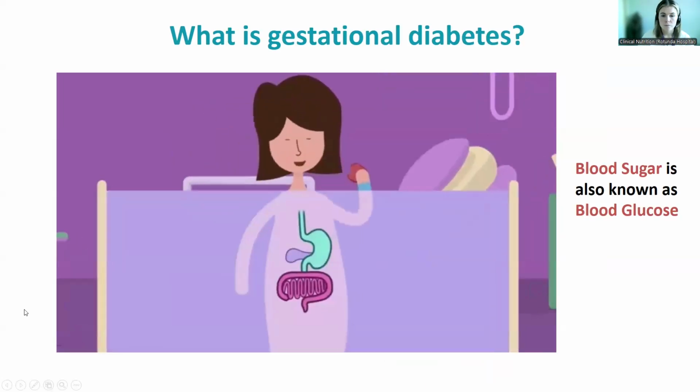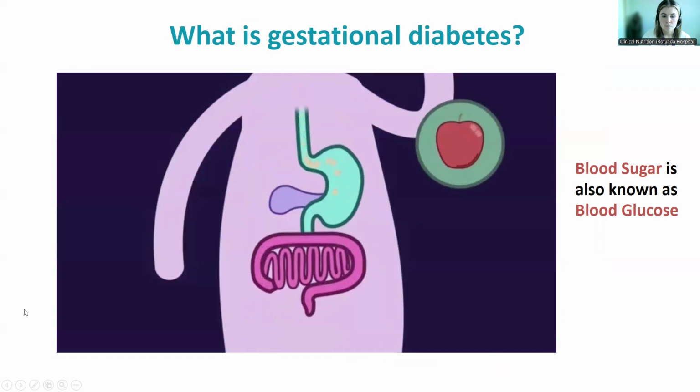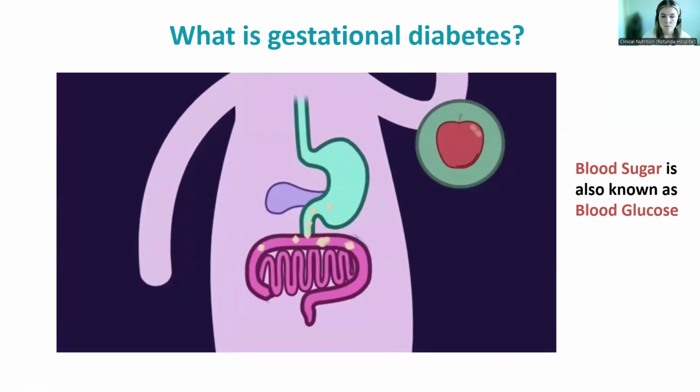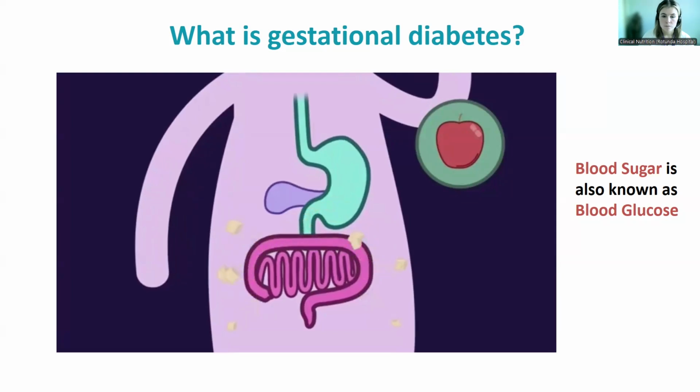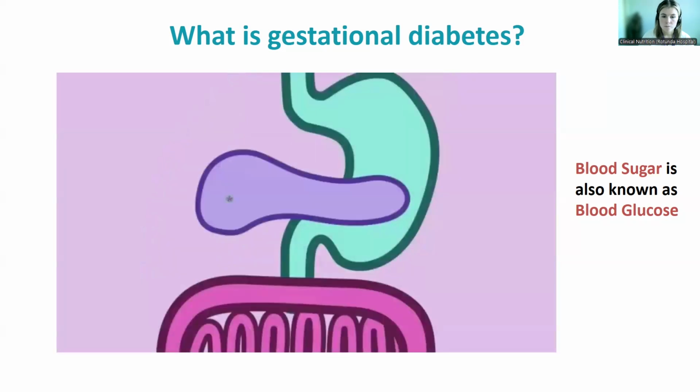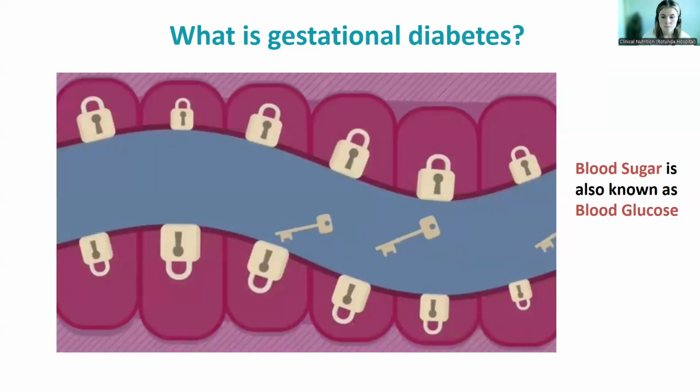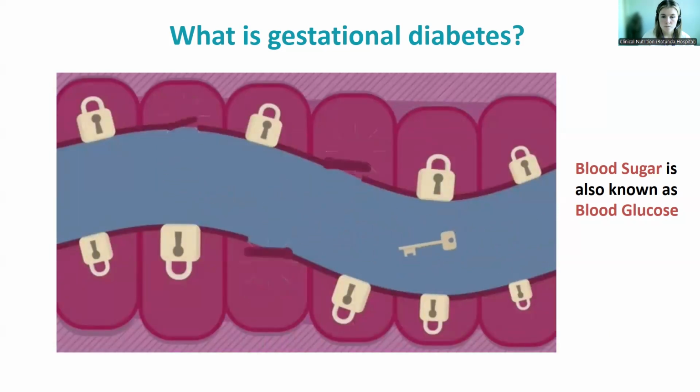Food and drinks are broken down in your digestive system. The sugar they contain is absorbed into your bloodstream. But sugar needs insulin to work. Insulin is made by the pancreas and helps sugar get into your cells. Insulin acts like a key that lets the sugar move from the bloodstream into the cells of your body where it is used for energy.